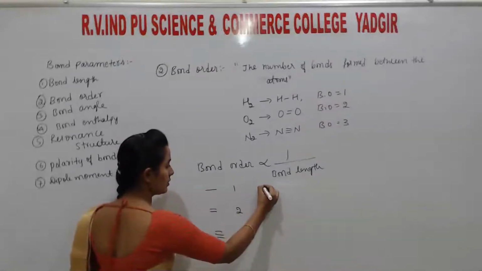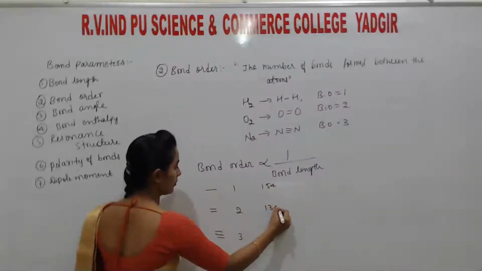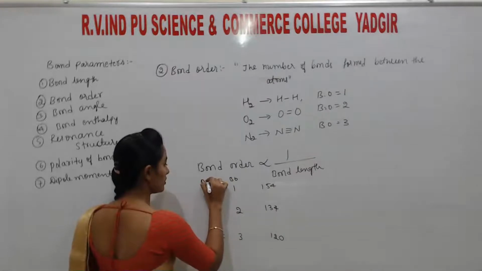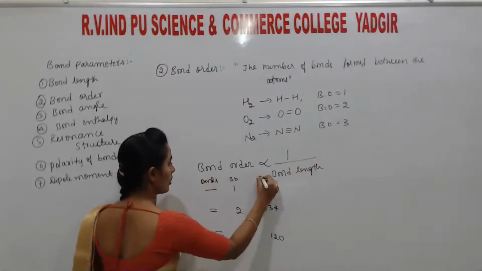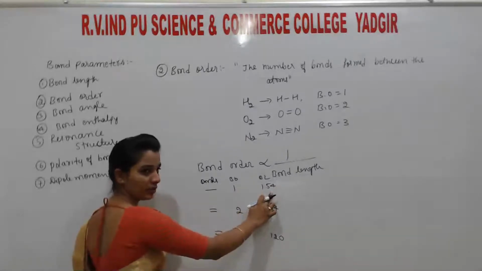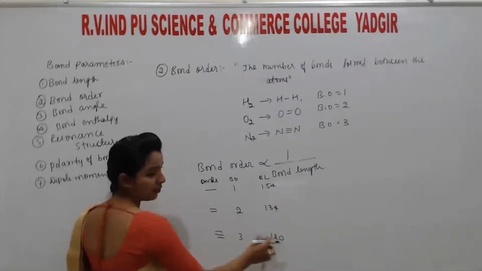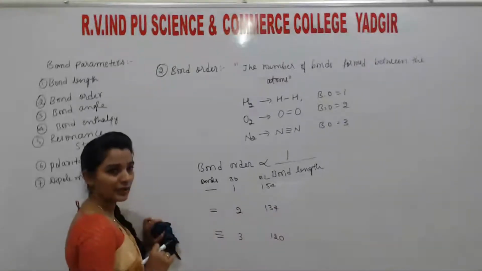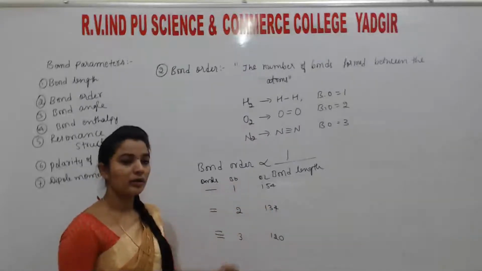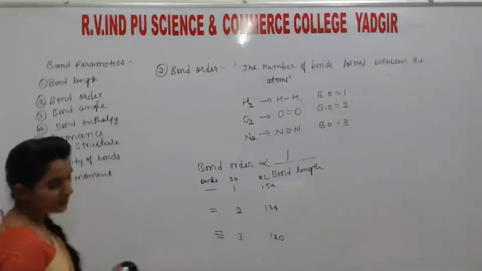Here the bond length is how much? 154, 134, 120. This is bond order, these are the bonds, this is bond length. If the bond order is less, size is more, means length is more. If bond order is more, the bond length is less. Are you getting? So bond length and bond order are inversely proportional.